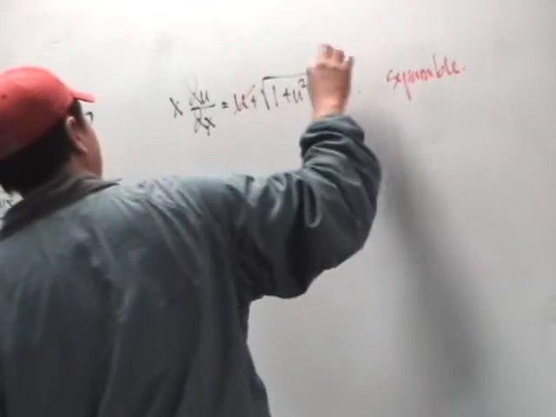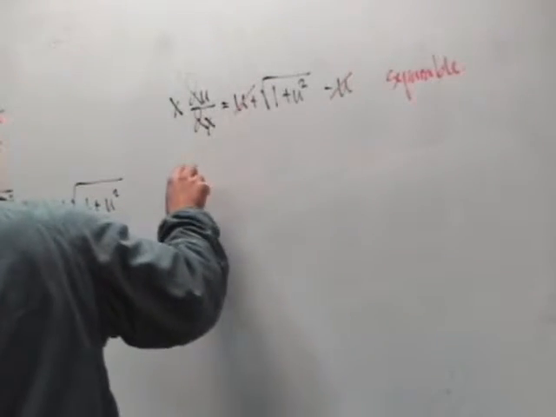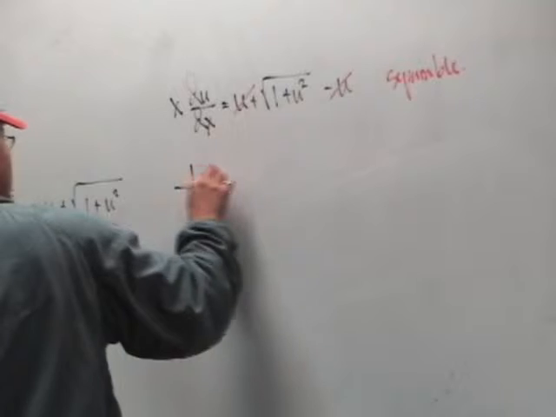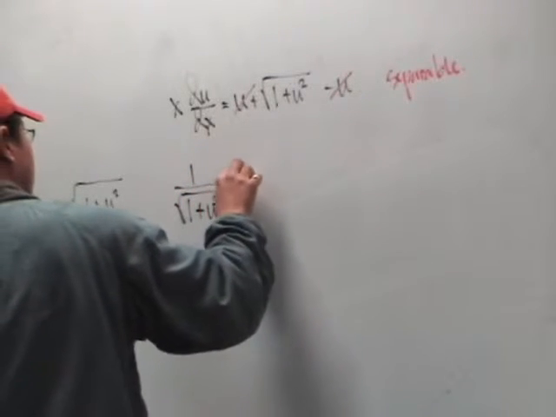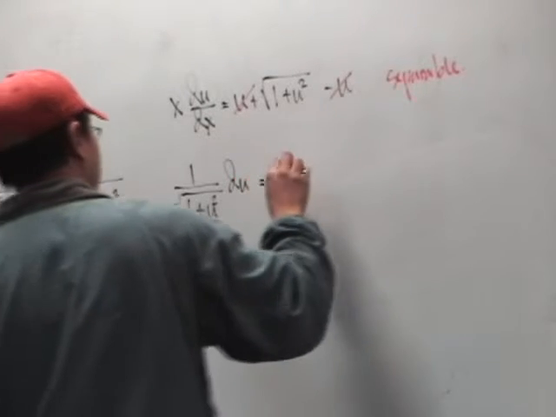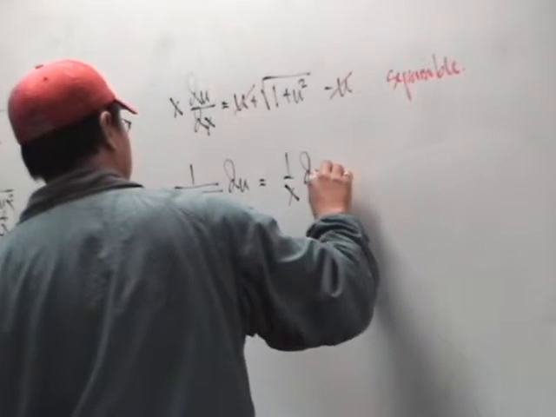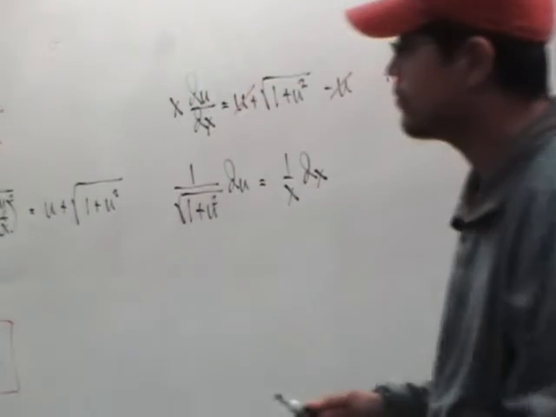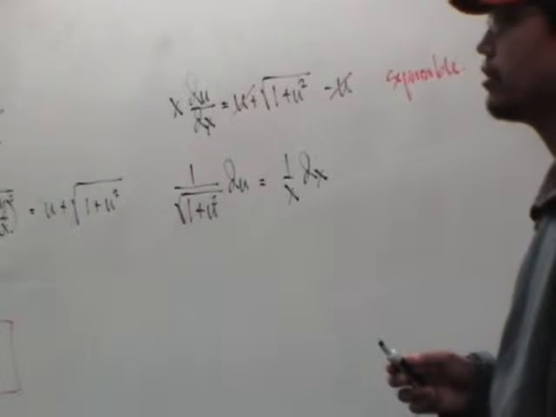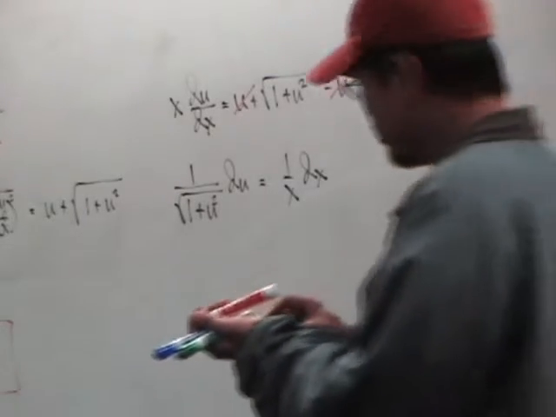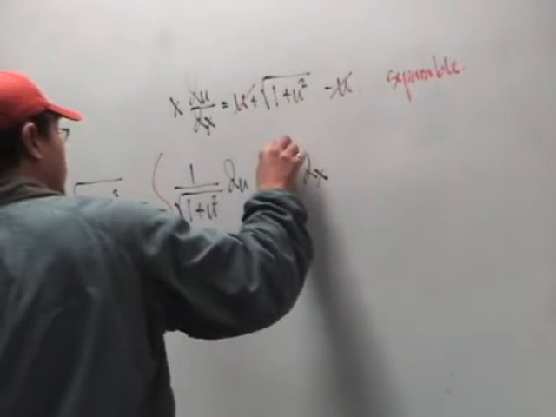And the u's cancel, you can see. And let's separate it. So this will now become 1 over square root of 1 plus u squared du equal to 1 over x dx. Everybody's good so far? Everybody follow so far? Okay. Now you're going to have to integrate this.